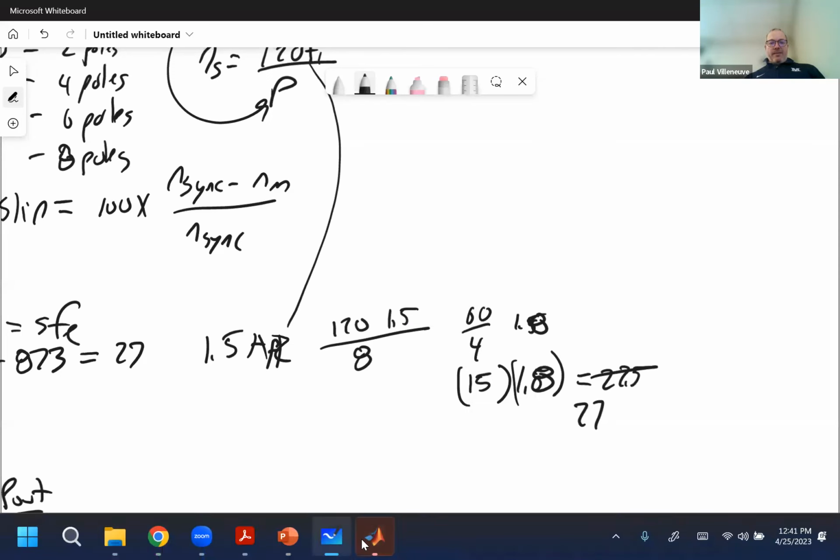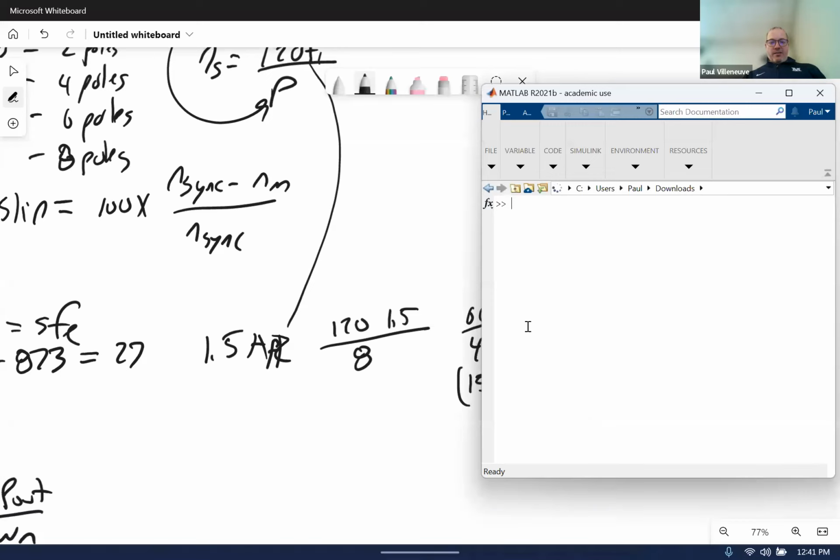Where'd MATLAB go? Here it is. So 1.8. It must be still launching. Times 15. 27 RPM. So either one would have given you that answer.